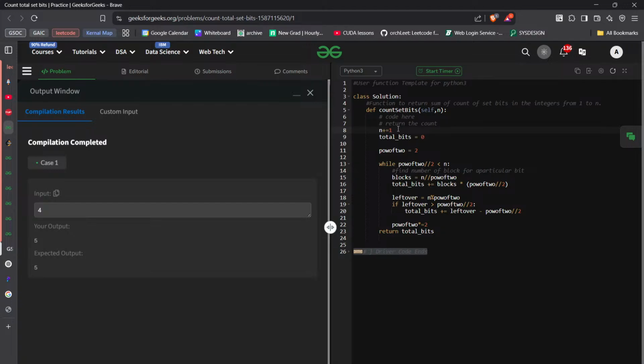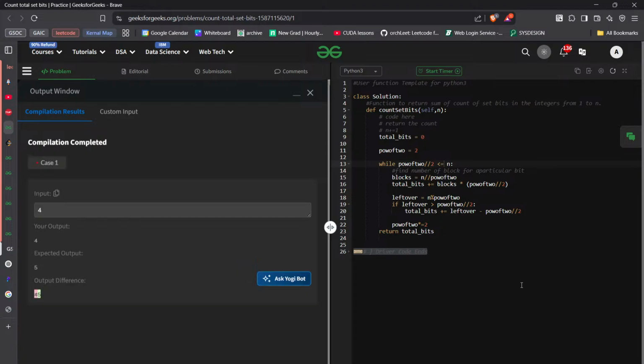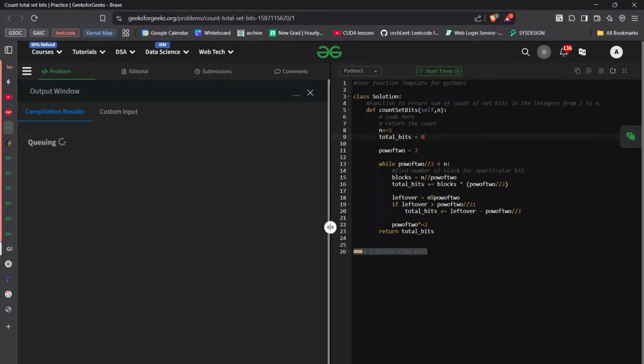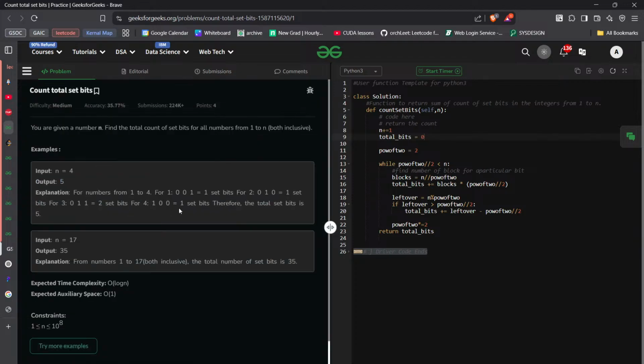What if I don't do this? I check for this. Okay. So we have to increase the number by 1. This was a good question. Counting the total set bits.